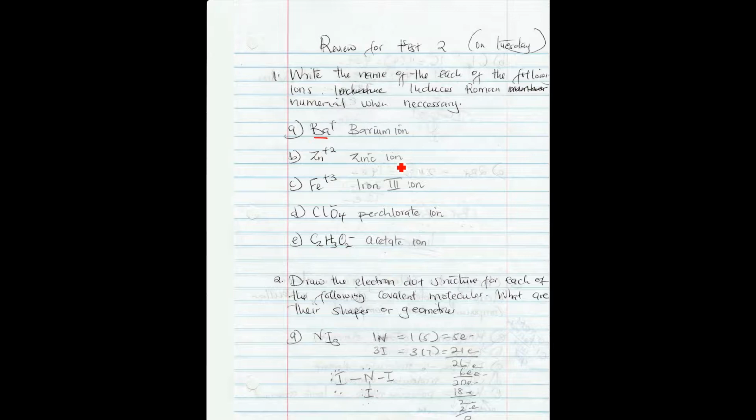This is zinc ion. In fact, this should be zinc 2 ion, but zinc only exists as one ion, so it's okay just to say zinc ion. There's no other oxidation number for zinc, so it's fine to just say zinc ion.